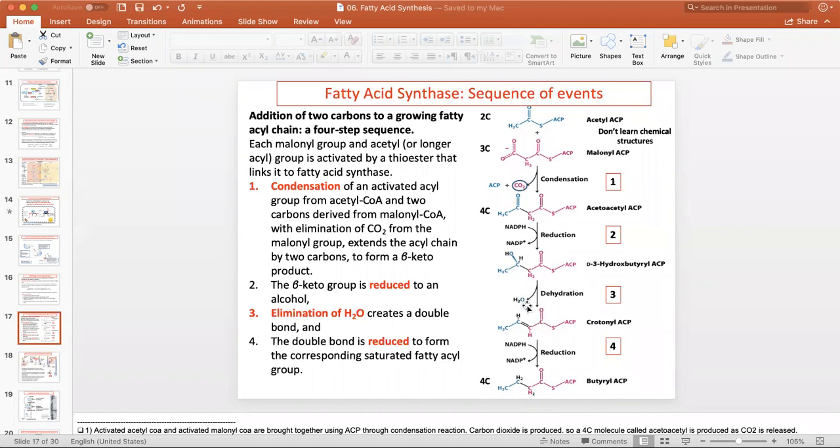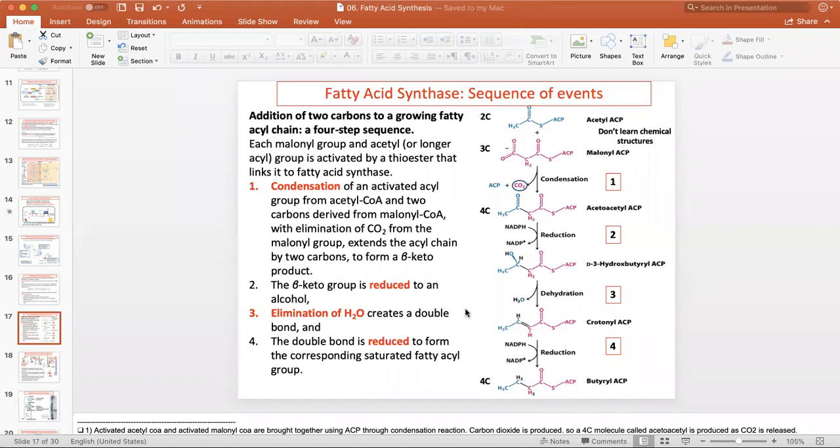But as soon as we remove the H2O molecule, now we have a problem again. We have formed a double bond again. We don't need a double bond. So again, we undergo the same thing we did in the second step, which is reduction. So we are reducing this molecule. And in return, we are oxidizing the NADPH to NADP plus. Okay, so these are the steps. First step, condensation. Second step, reduction. Third step, dehydration. Fourth step, reduction again. And by this, we converted a 2-carbon molecule into a 4-carbon molecule.